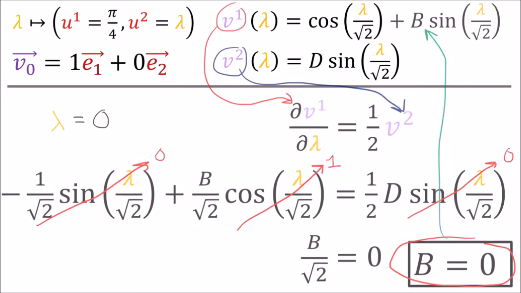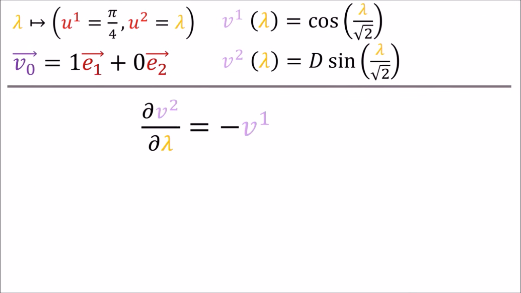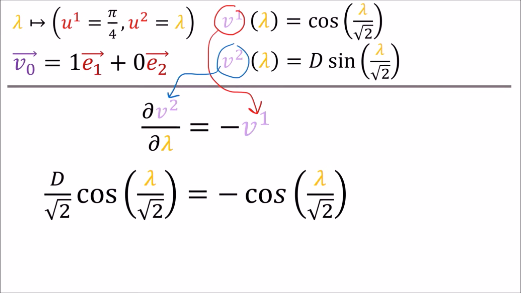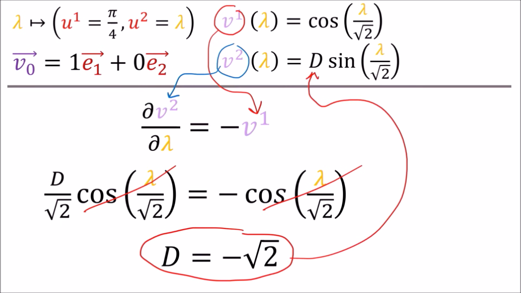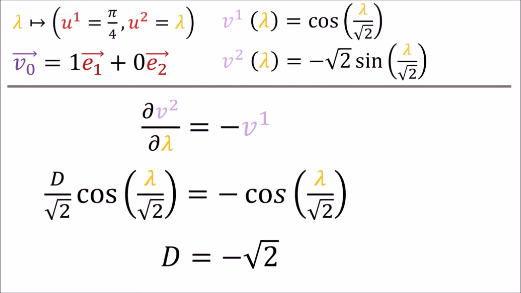and we can sub that back into our original function. And using the other differential equation we had, we can sub in the derivative of v2 and set it equal to negative v1, and we get this. And this basically means that d is equal to negative the square root of 2. So we can sub that back into our equations. So finally, we have the solution for our vector field components.